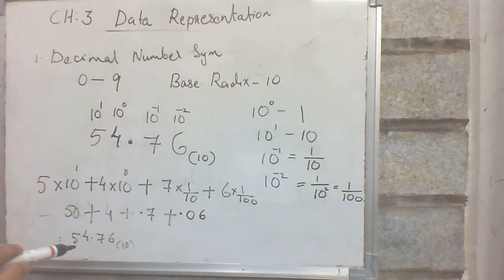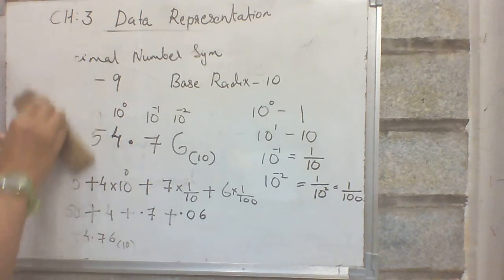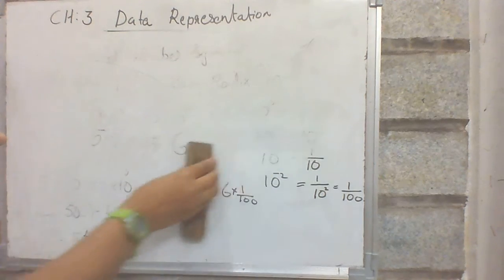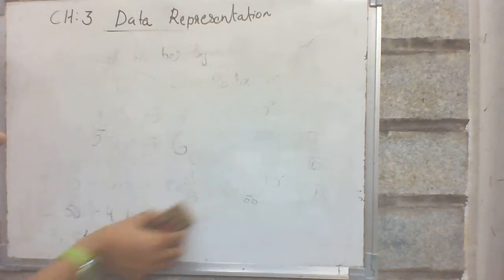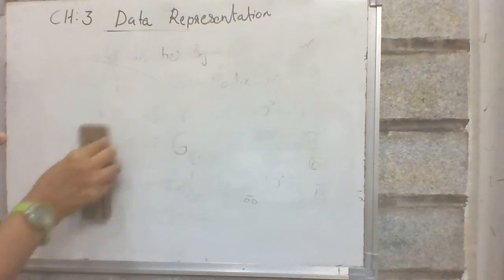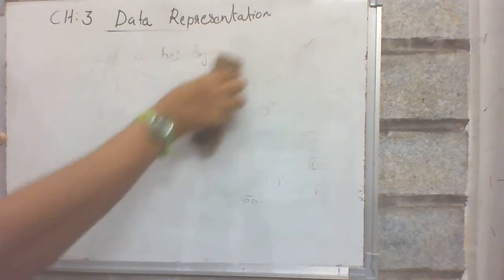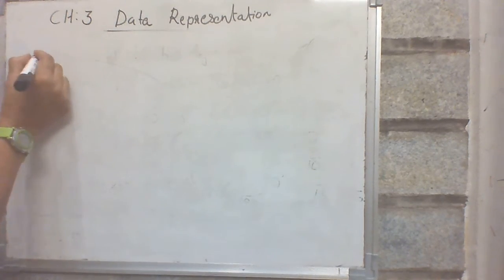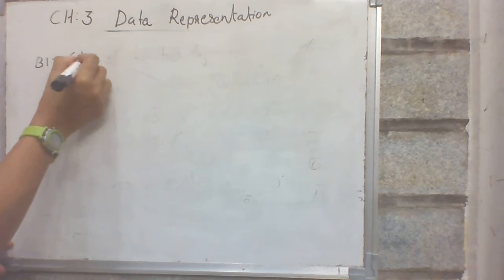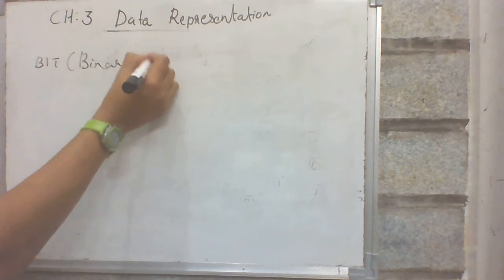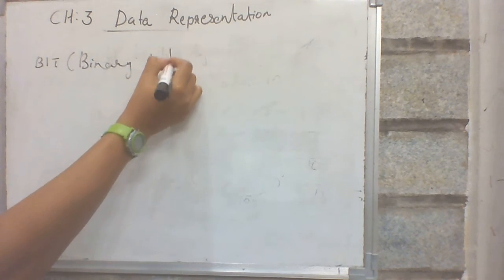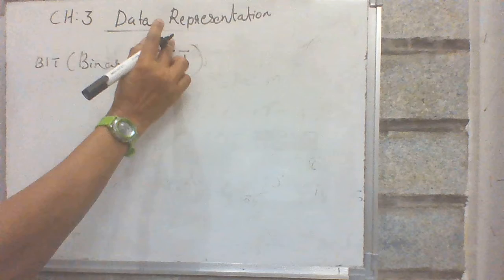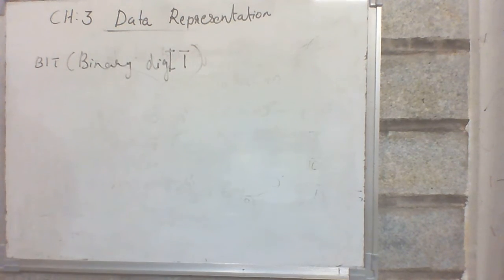Then, the next number system is the binary number system. What is the binary number system? Inside the computer we are using this binary number system. Bit means binary digit. The expansion of bit is binary digit.